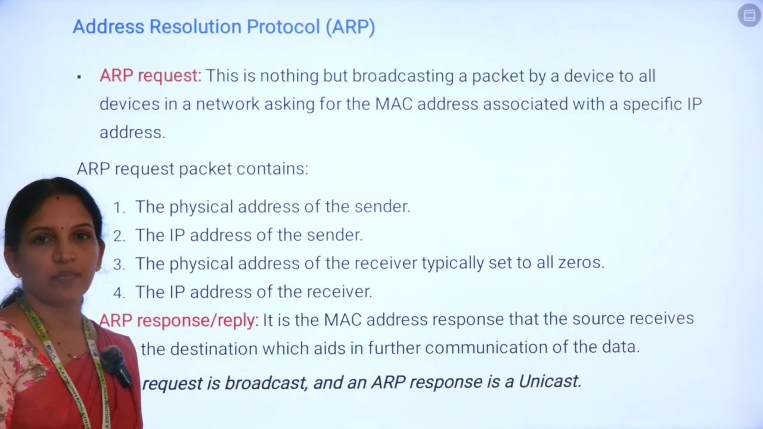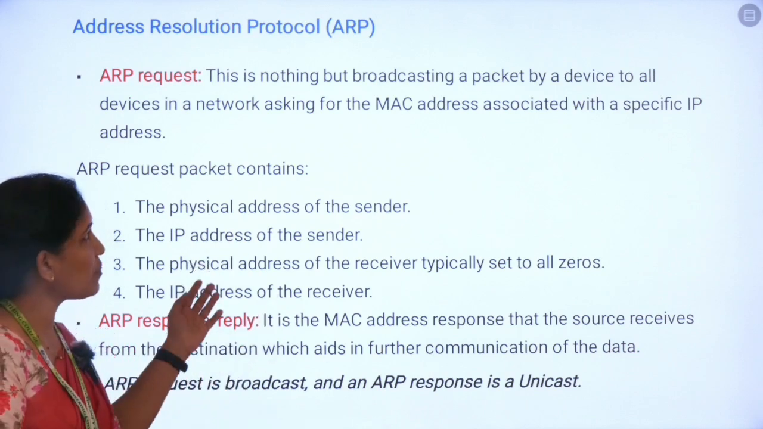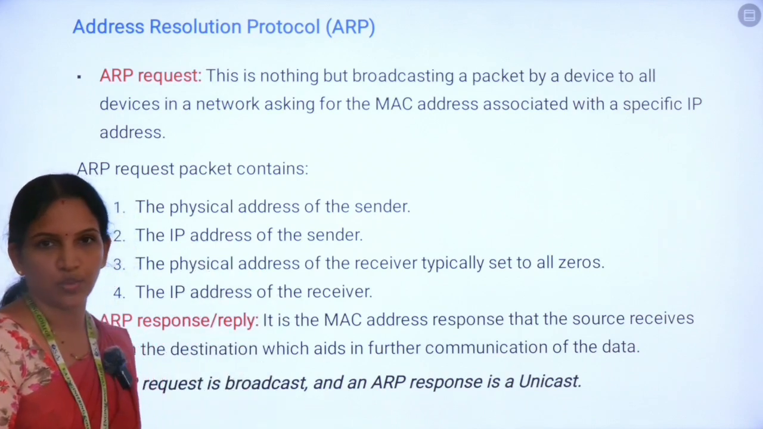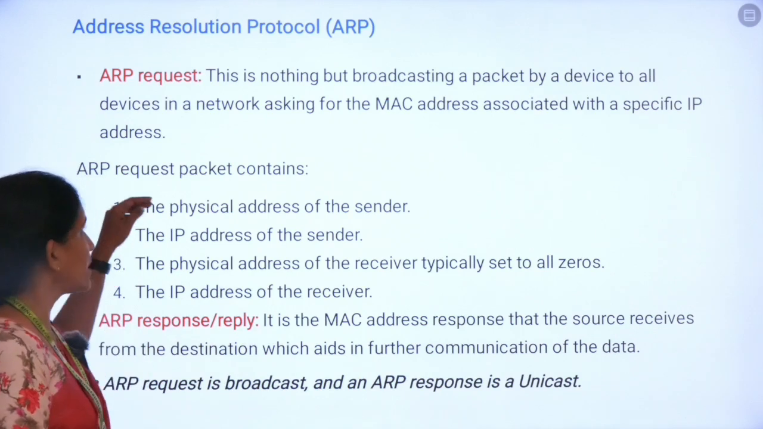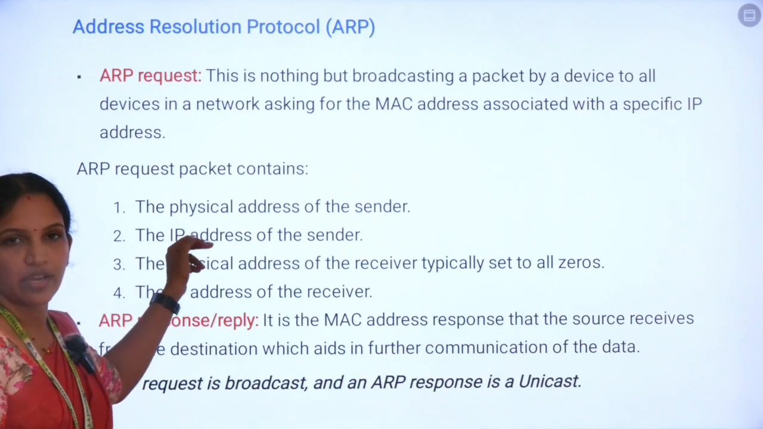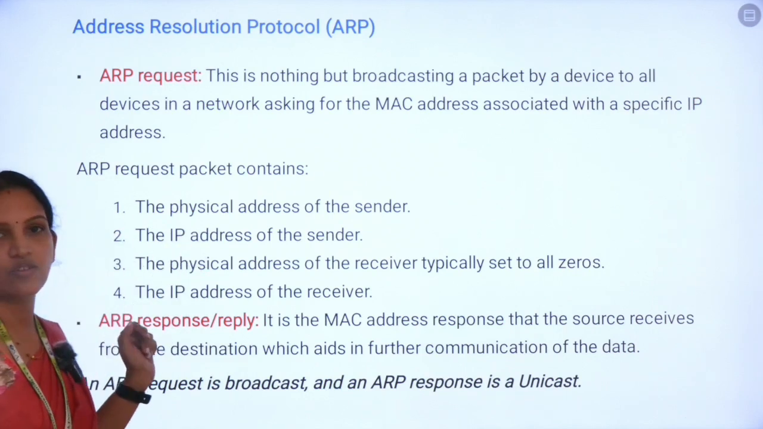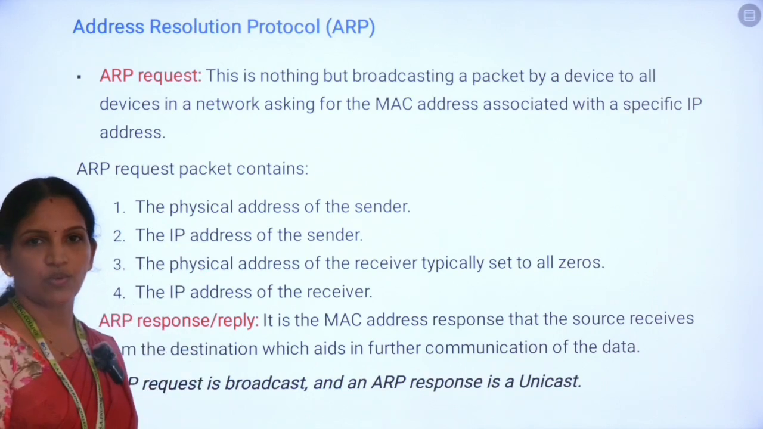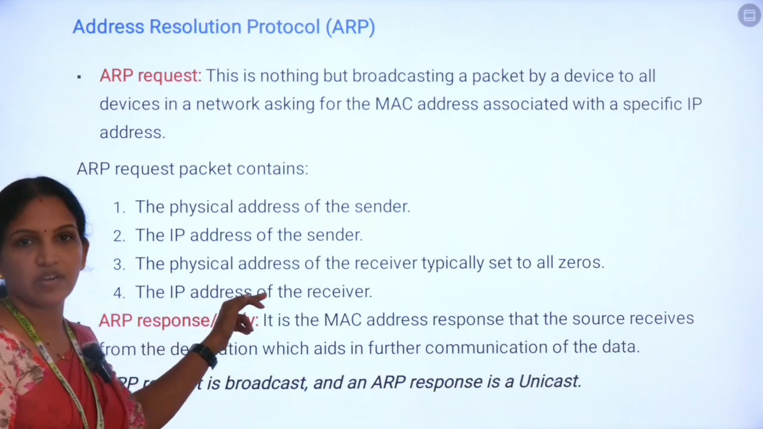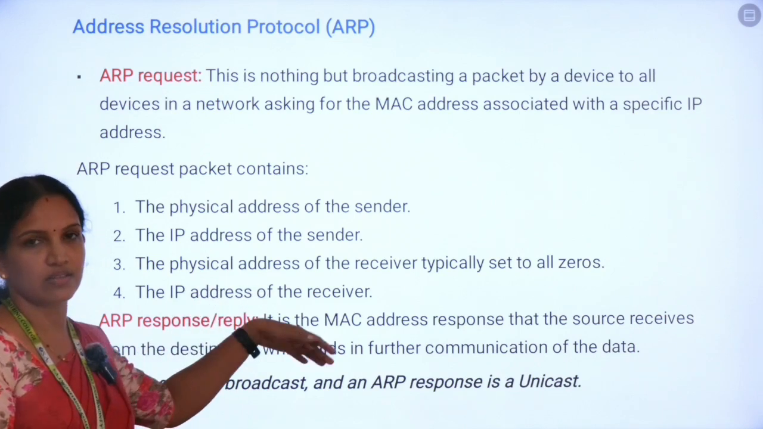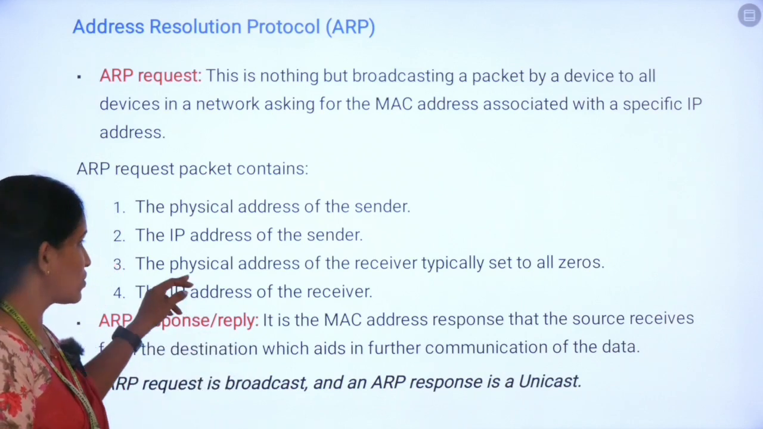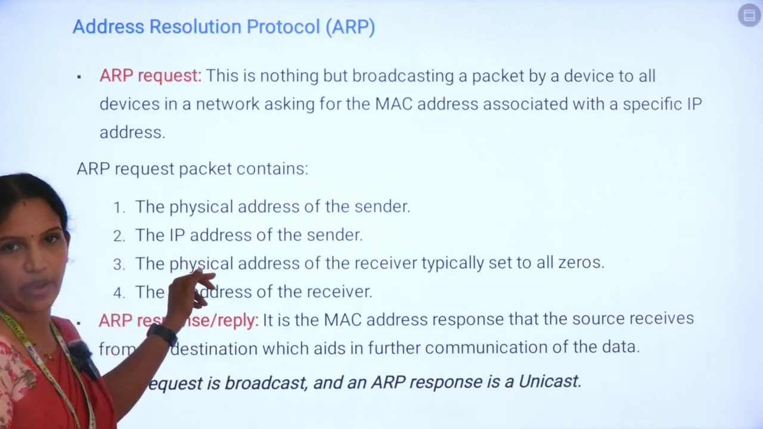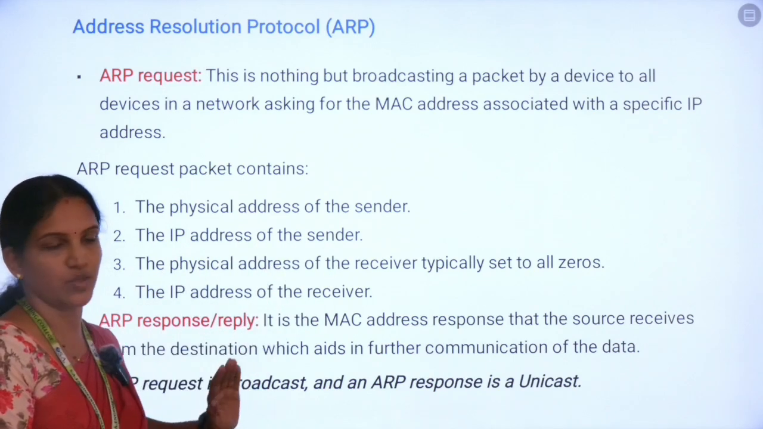Next one is ARP request. It is a packet which will be broadcast along the network from the source to resolve the MAC address of the destination. These are the contents of that ARP request packet: the physical address of the source, then the IP address of the source, then the physical address of the receiver, which is kept empty because it has to be filled by the receiver, then the IP address of the receiver. So these are the contents of the ARP request packet and this will be broadcast along the network.